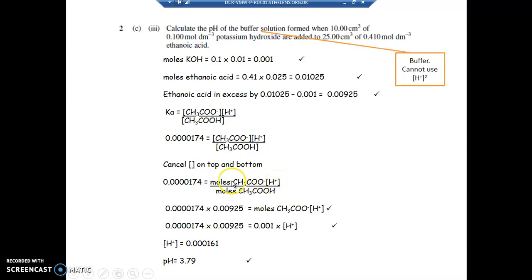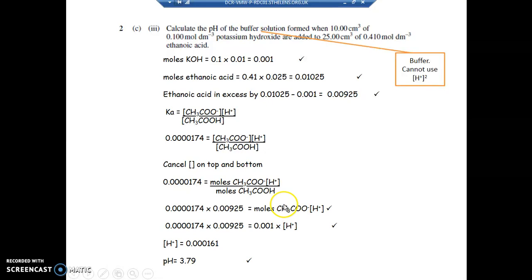Now I can look at these two. Have I got the number of moles of ethanoic acid in the solution? Yes, that's the number of moles of ethanoic acid left over after the potassium hydroxide and ethanoic acid have neutralised each other, reacted with each other to make a salt and water. So it's this amount that I've got left over of my ethanoic acid, and that's this one here. So 0.000174 multiplied by 0.00925 equals moles of CH3COO minus multiplied by H plus.